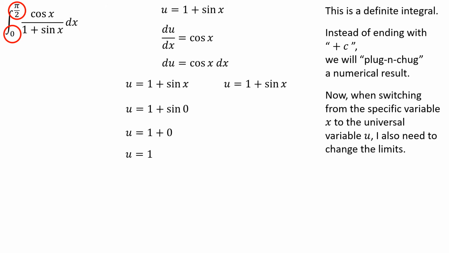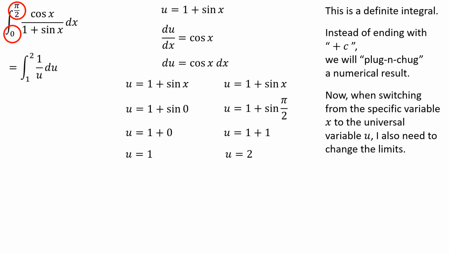U equals 1 plus sine of x. Well, if we're going to go up to pi over 2, u is going to be 1 plus sine of pi over 2. Sine of pi over 2, of course, is 1, right, because that's the top of the unit circle, as high as we can go. 1 plus 1 equals 2. So my integral is going to go from 1 to 2. The cosine of x dx is taken care of by the du. 1 plus sine of x, well, that's just going to be u.